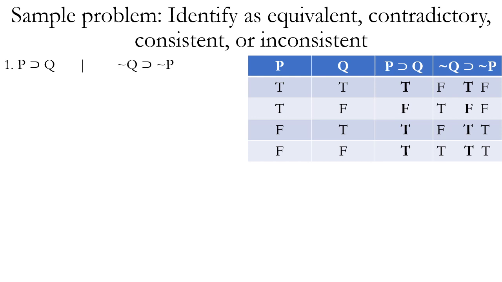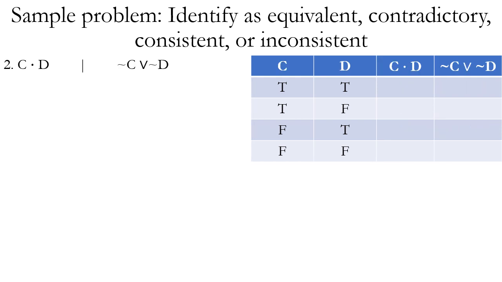So now that we've calculated the truth values of these compound propositions, we ask ourselves, are they equivalent, contradictory, consistent, or inconsistent? The answer is they are equivalent because they have the same truth value on each row of the truth table. That is a very strict definition to meet. So to make sure that they're equivalent, we have to check each row to make sure that they are actually the same on each row.